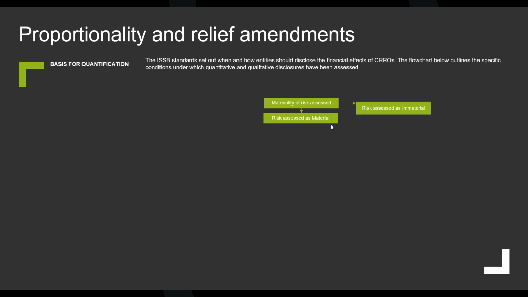So first off, when we assess our climate risks, the first step is assessing: either they're immaterial or they're material. Obviously, if they're immaterial, they don't need to be disclosed, although clearly they do need to be sufficiently assessed to be able to take the call that they're immaterial in the first place.